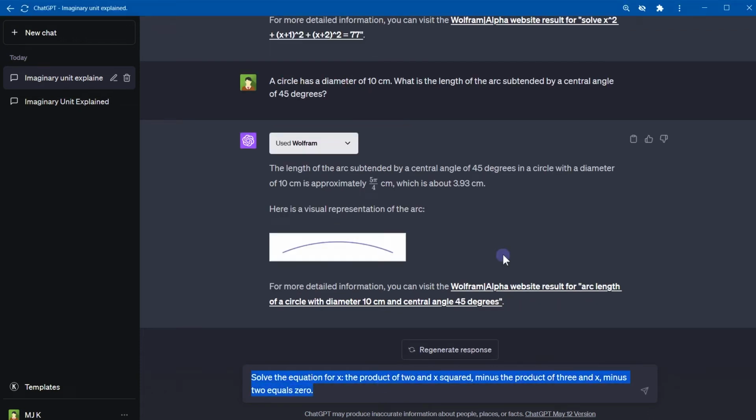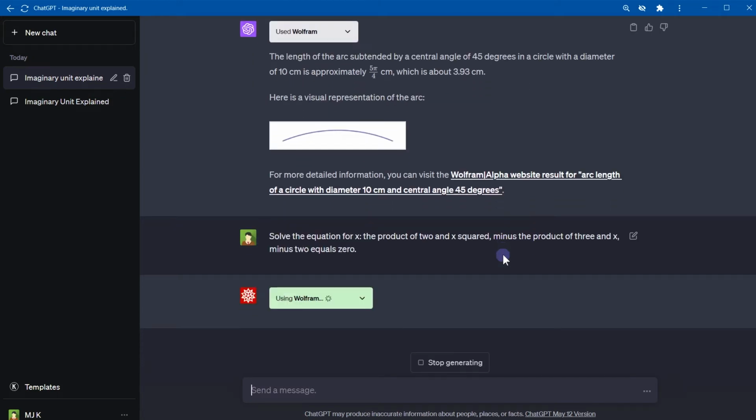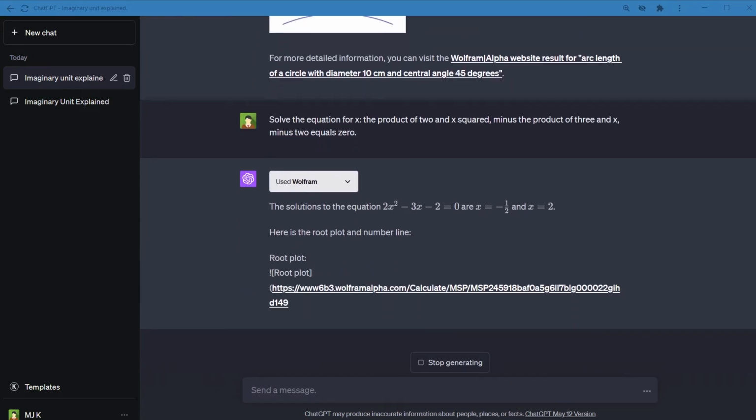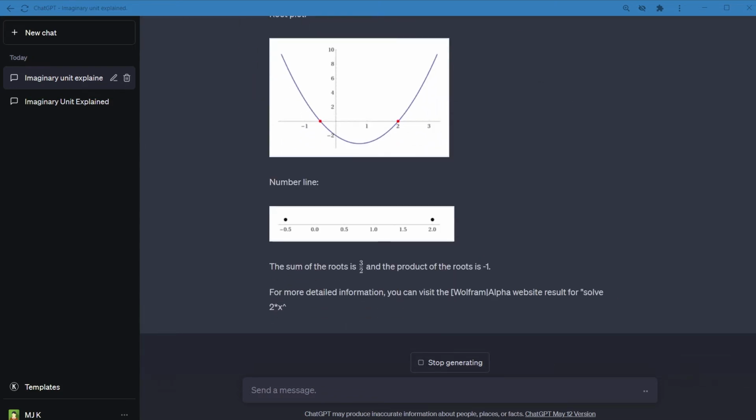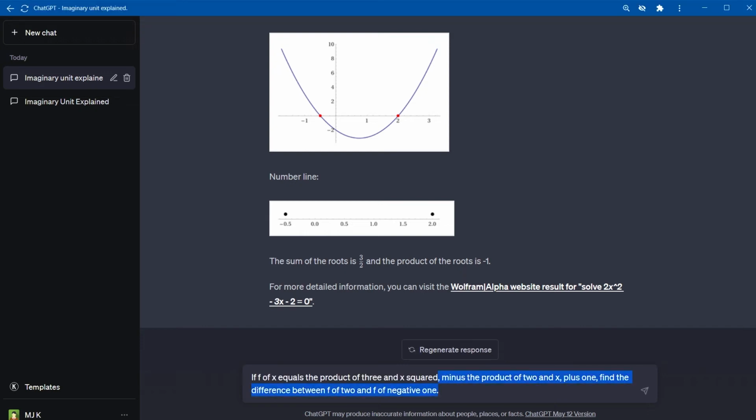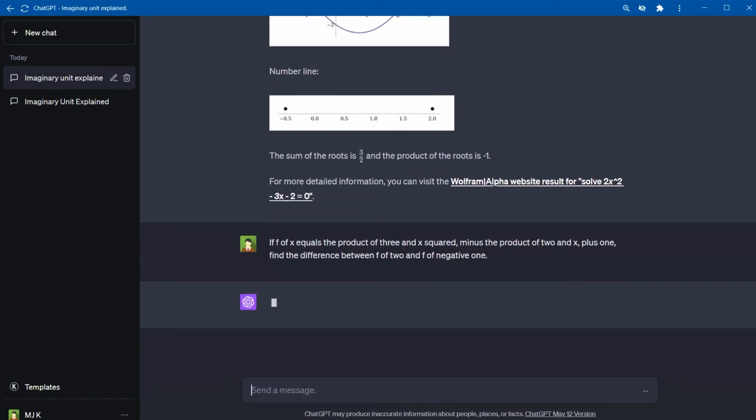Here is another one. Solve the equation for x, the product of 2 and x squared minus the product of 3 and x minus 2 equals 0. Here is another one. If f of x equals the product of 3 and x squared minus the product of 2 and x plus 1, find the difference between f of 2 and f of -1.